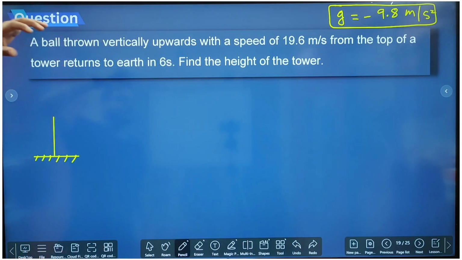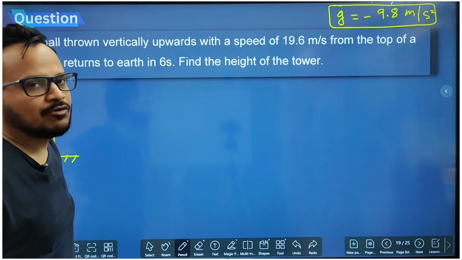A ball is thrown vertically upwards with a speed of 19.6 meter per second from the top of a tower and returns to earth in 6 seconds. Find the height of the tower.